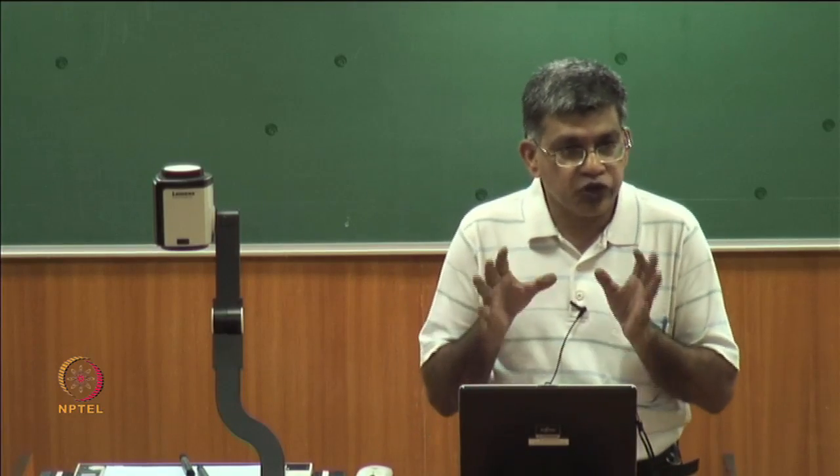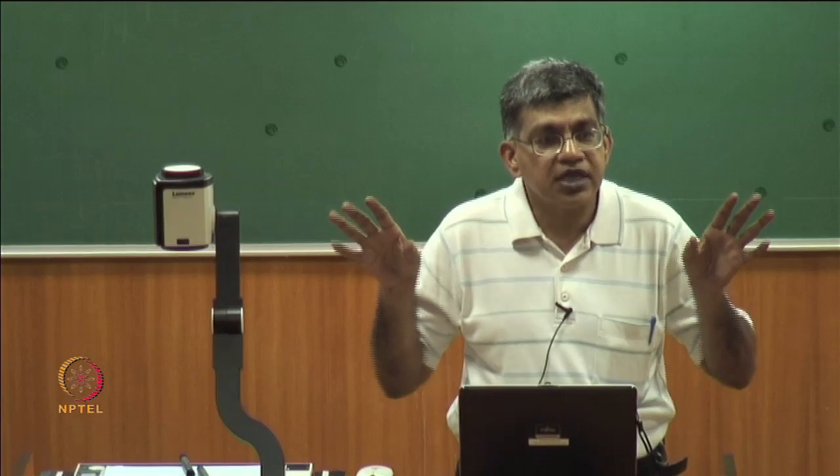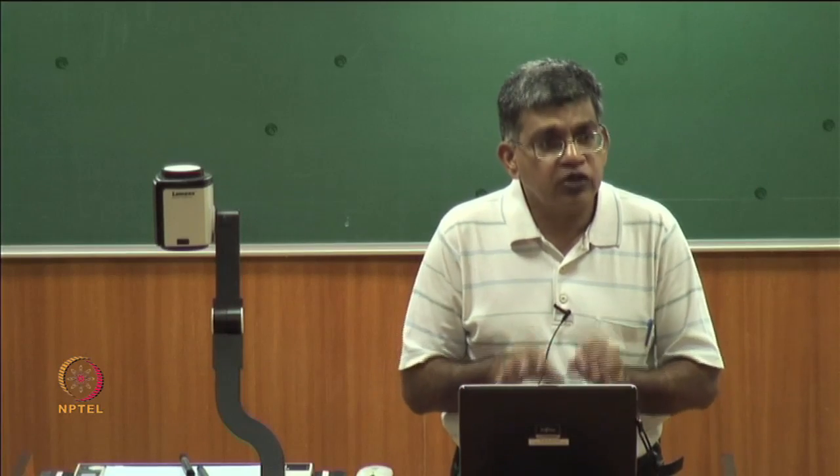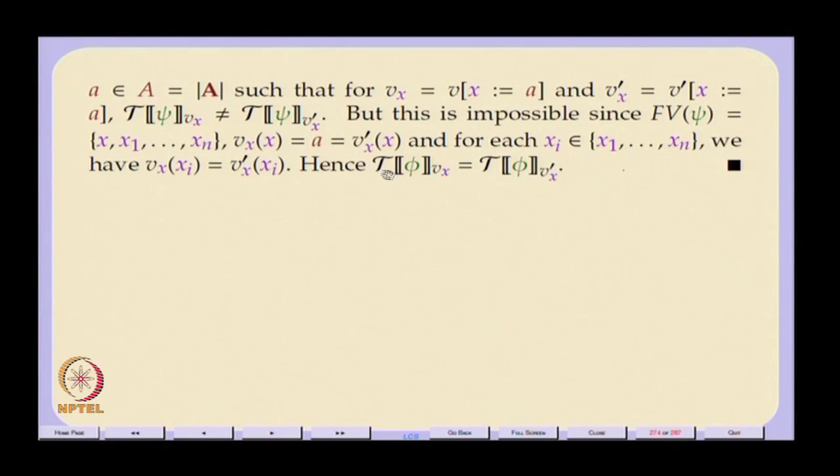So, we are showing that even if they vary on all other variables, it does not matter really, the truth values would have to coincide, that is what we are trying to say. So, this essentially says that the assumption that the two sets T x and T prime x are different is false, therefore, the two sets must be equal.